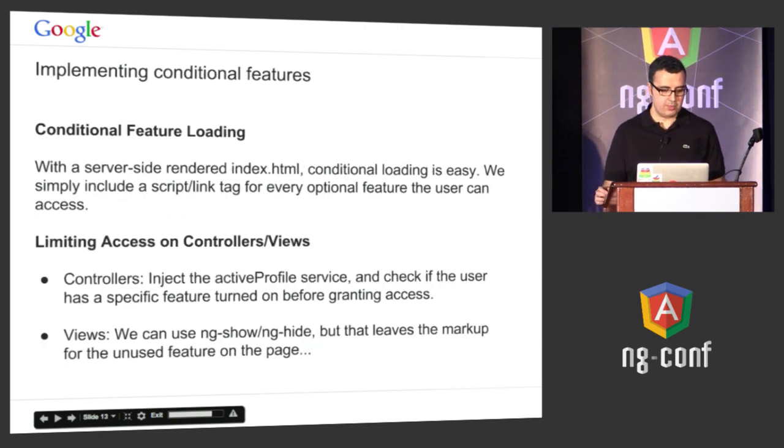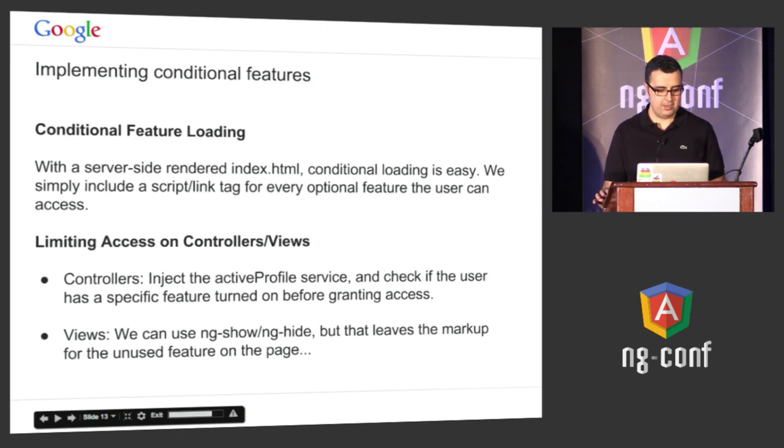So since we have index.html and it is rendered on the server side, now it's pretty easy to load features conditionally, because all I have to do is check the active user profile on the server side. If it has a certain feature, I just embed a script or a link tag for the JavaScript and the CSS, and that takes care of the loading stuff conditionally for that feature. But limiting access on the controller and the views takes a little more handling.